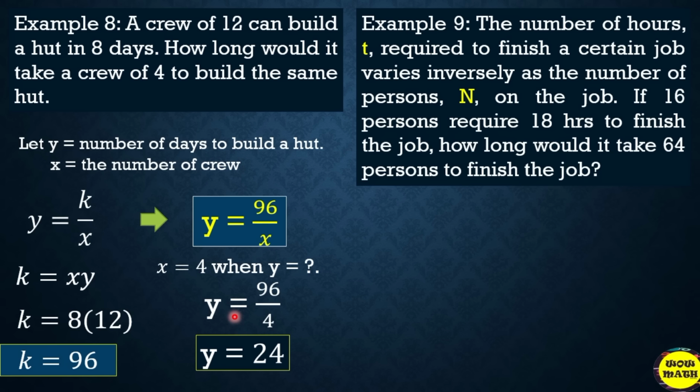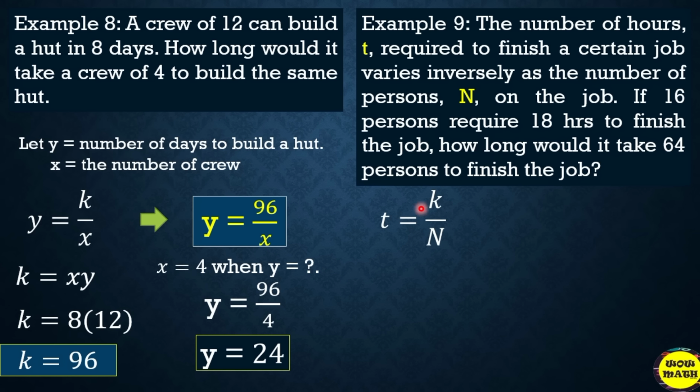Another application, the number of hours denoted as T required to finish a certain job varies inversely as the number of persons denoted as N on the job. If 16 persons require 18 hours to finish the job, how long would it take 64 persons to finish the job? Since meron tayong representation na, may representation tayo ng number of hours that is T and yung number of person that is N. So, yan ang gagamitin natin instead na X and Y. So, T is equal to K over N.